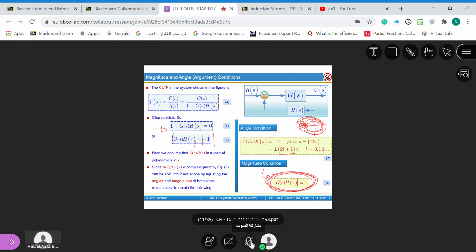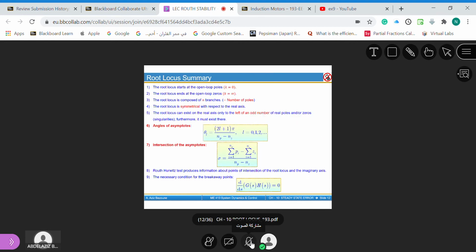Remember, here we assume that G(s)H(s) is a ratio of polynomials in s, like we did. Since G(s)H(s) is a complex quantity, equation 6 can be split into two equations: one giving the angle and one giving the magnitude. The angle condition is that the angle of this, when it equals minus 1, is pi plus or minus 2l pi. The magnitude of this one will be 1. If these two conditions are satisfied, these are the rules that we are going to follow.